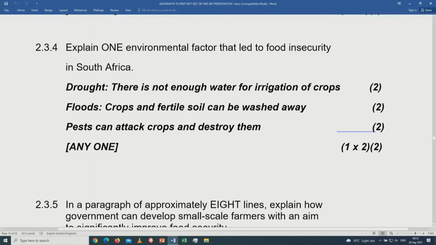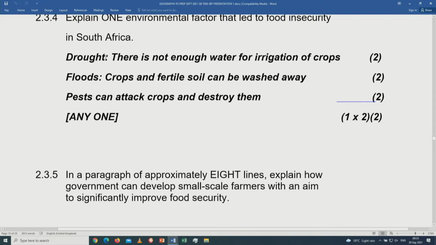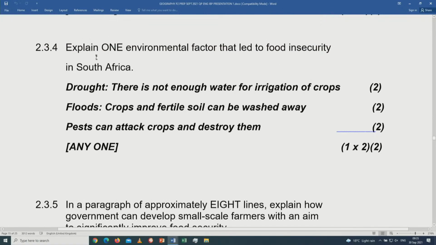2.3.4, explain one environmental factor that led to food insecurity in South Africa. The first one that you can see is drought. But remember, be careful, they say explain. Explain here, environmental factor. So meaning that we need to be very careful when we allocate marks in this one. The learner has to mention maybe drought, which occurs when there is not enough water for irrigation for crops. There is then that we can allocate marks for explanation. Floods. Crops and fertile soil can be washed away because of floods. Pests can also attack crops and destroy them. Any one here, out of these 3, 1 multiplied by 2 will be 2 marks.